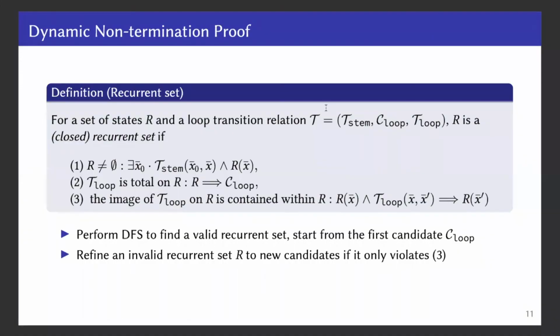Now we see how DynamiTe derives recurrent sets for the non-termination group. A recurrent set R is a non-empty set of program states such that the loop transition relation is total on it, and the image of the loop transition relation on R is contained within R. If a recurrent set exists, then we can conclude that the loop does not terminate.